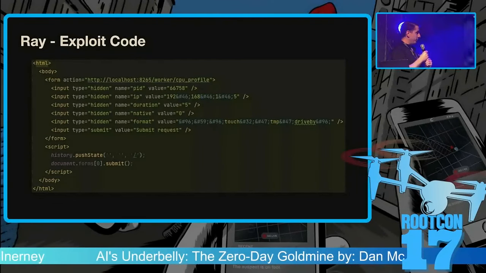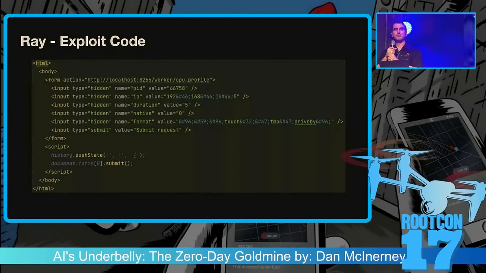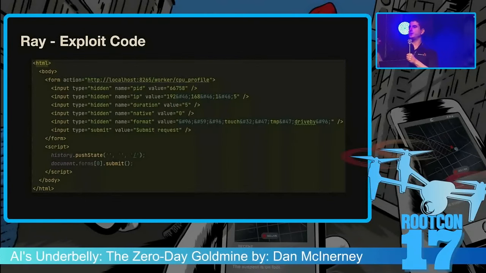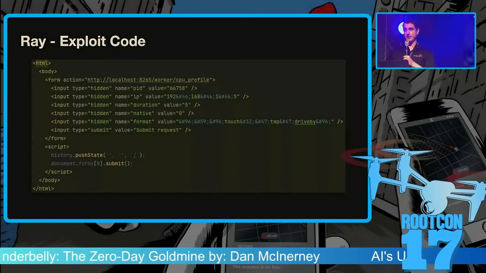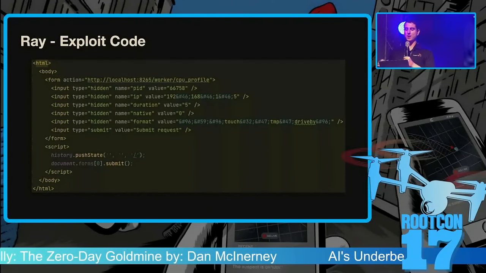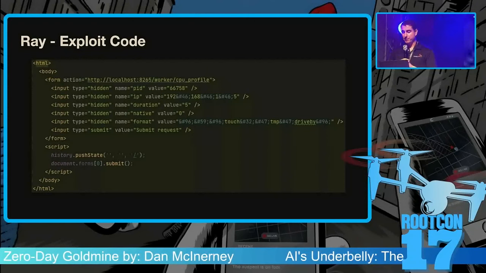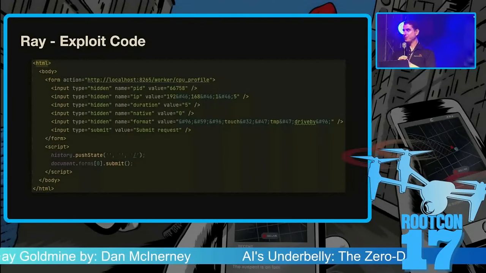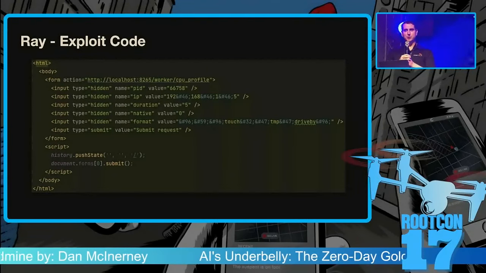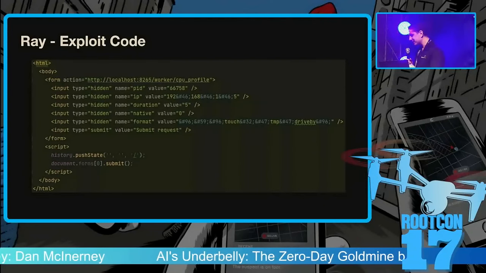All you have to do is host this on a domain you own and send the domain link to someone running Ray locally that's not exposed to the network. They will have a file created on their computer in temp, drive-by. It's remote code execution as soon as they click on the link. Now you may be asking, how does this work?